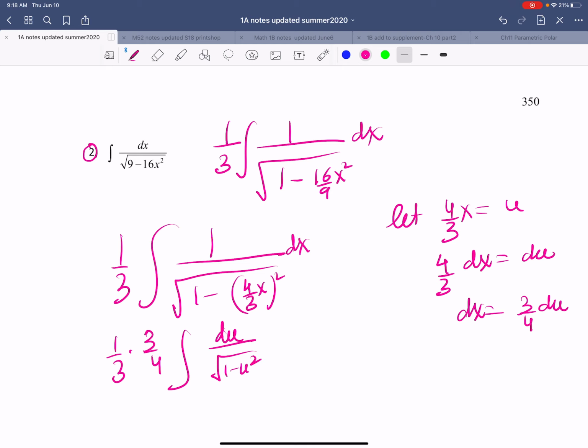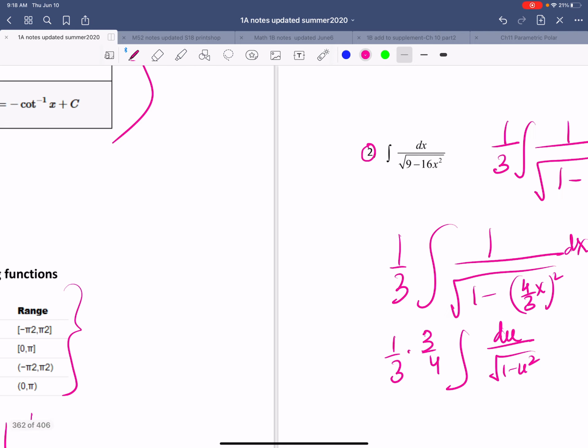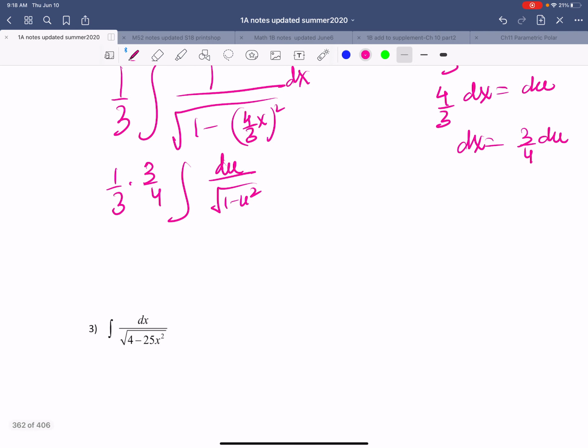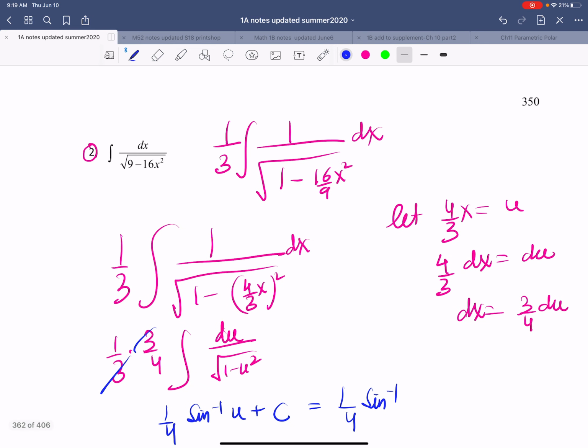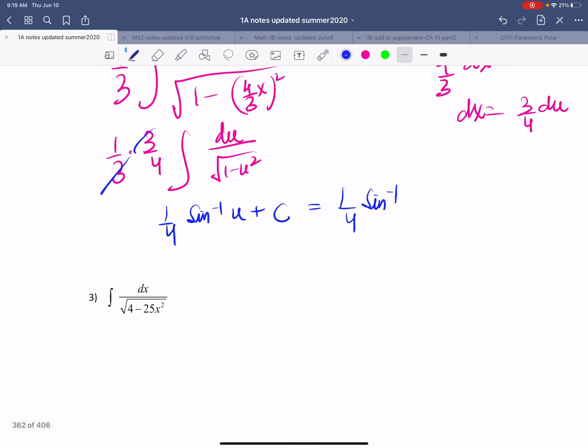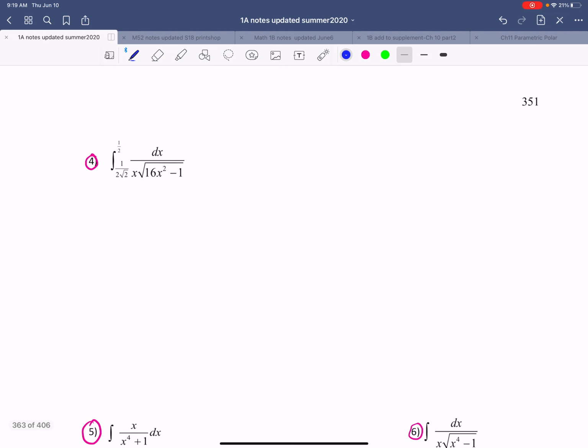So what's the integral of 1 over square root of 1 minus u squared? We just looked at the integration formulas, and that's going to fall under sine inverse x. It looks more like sine inverse x. So this would be 1/4 sine inverse u, and there's no bound, so there's a c. 1/4 sine inverse, the u was 4/3 x, plus a c. All right, so that's one thing.